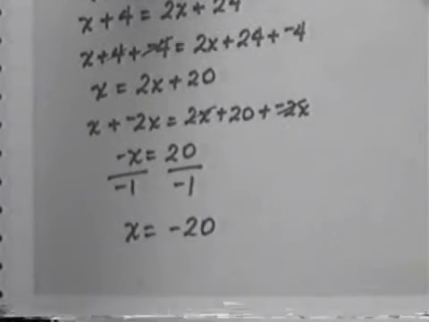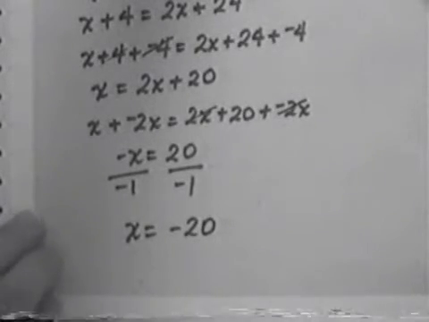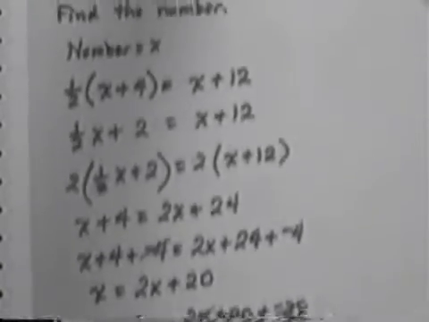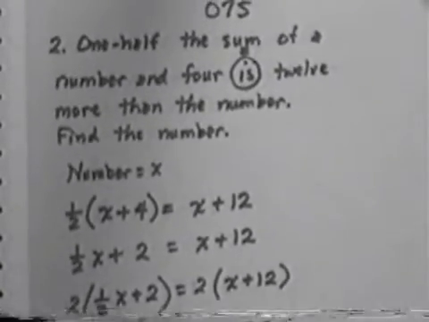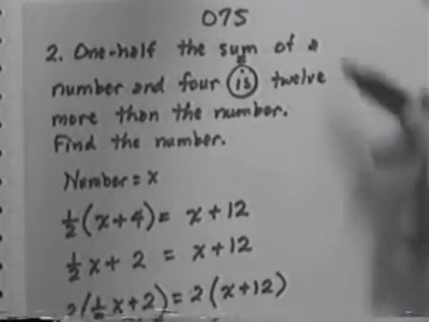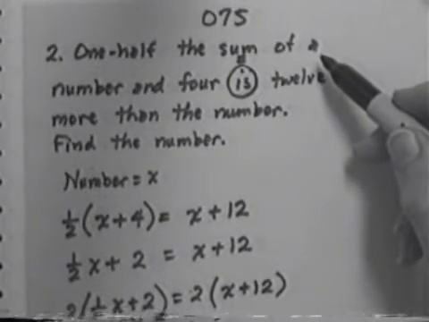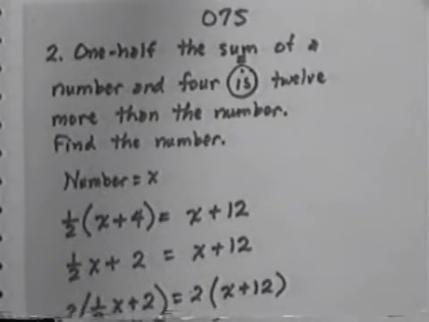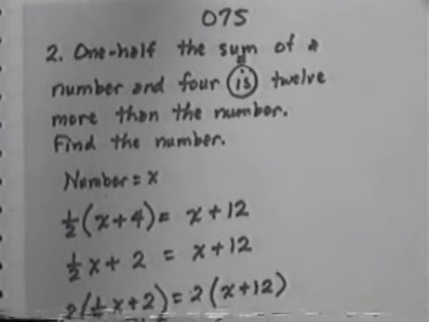Now, what about the check? Remember that the check is to be done in the words, which is back at the beginning, the original. At the beginning we had 1/2 the sum of a number and 4 is 12 more than the number. And so we'll check 1/2 the sum of a number and 4 equals 12 more than the number.